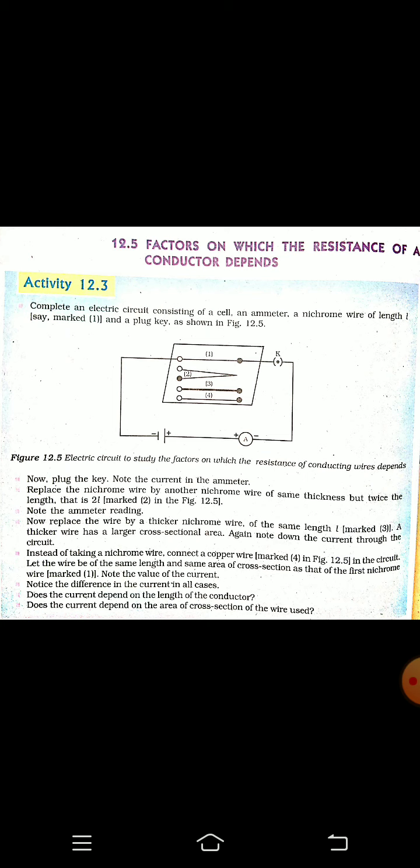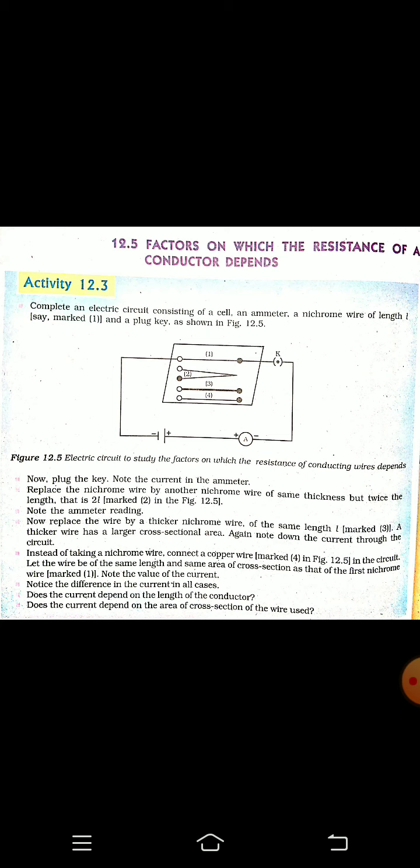What do we have to do? First of all, we have to place only one wire, a nichrome wire, where it is written number 1. That means a nichrome wire of length L. Other wires we don't have to attach. Firstly, only one wire, a nichrome wire of length L. Then we have to put in the plug key. That means we have to switch on the circuit. Then we have to note the reading from the ammeter, which will show the current flowing through it.